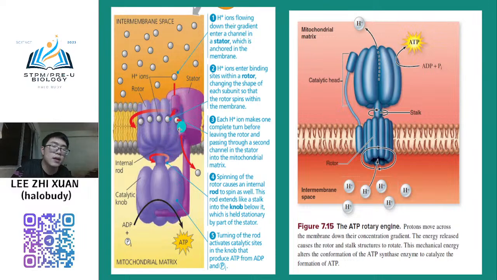So once the hydrogen ion completes the turn, then it will leave the rotor, passing through the second channel of the stator. So this is the second channel of the stator. Then it will go toward the mitochondrial matrix lah. So this is the flow of the hydrogen ion. Hydrogen ion akan pergi stator dulu, then go toward the rotor, and then after spin one time, hydrogen ion will pass through the second channel of the stator, then back to the mitochondrial matrix lah.